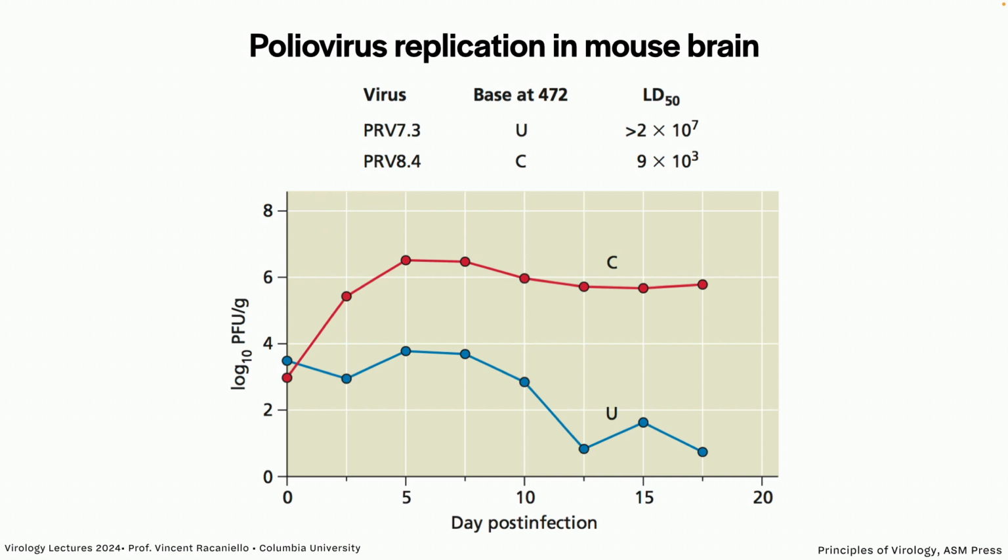So you can see the virus where the C grows, it reproduces, and the virus where the U is cleared. So one base reduces the fitness of the virus in the neural tissue, and therefore it loses its neurovirulence.